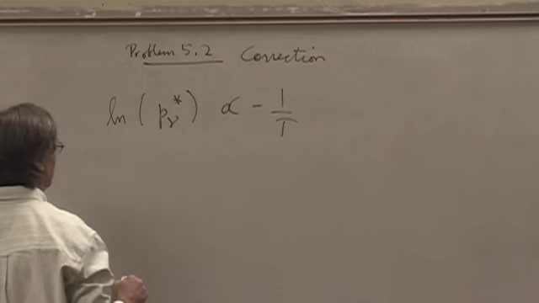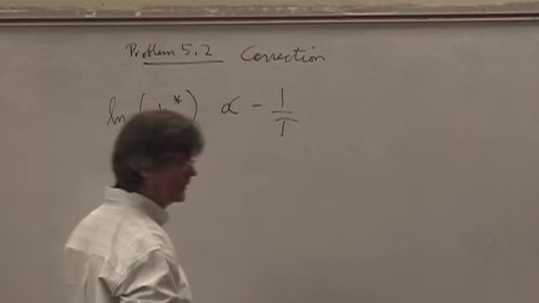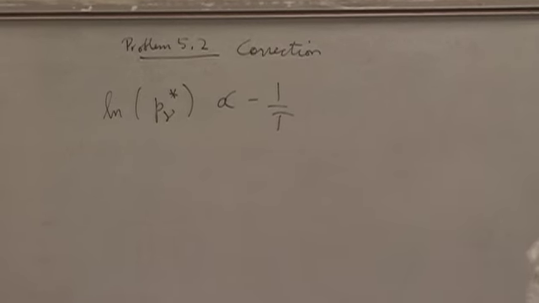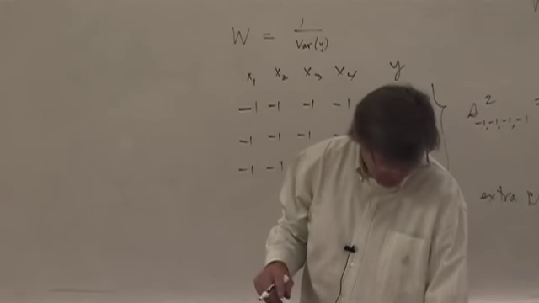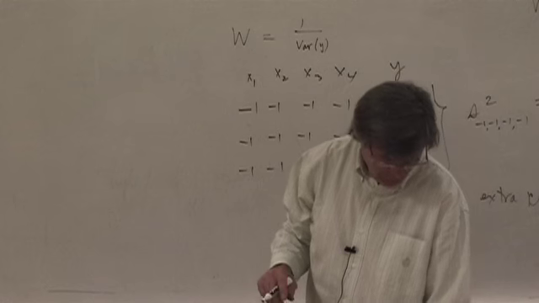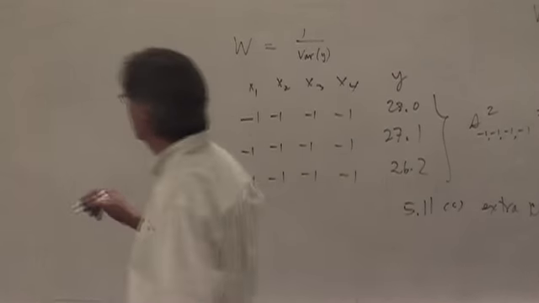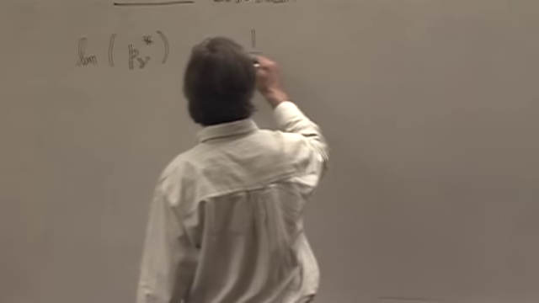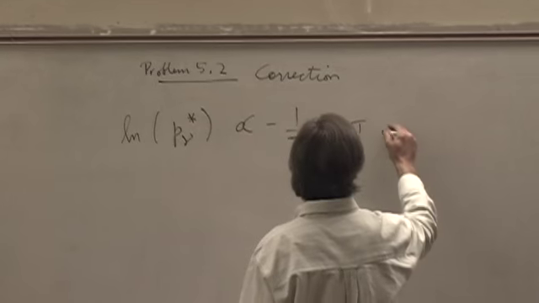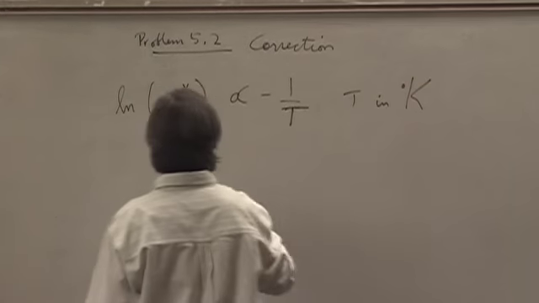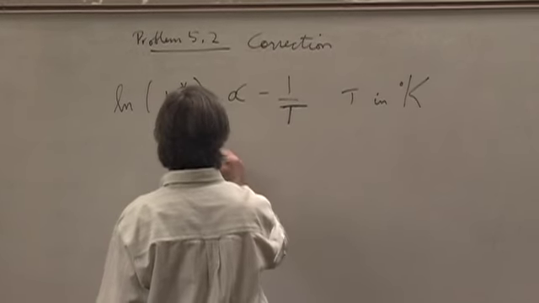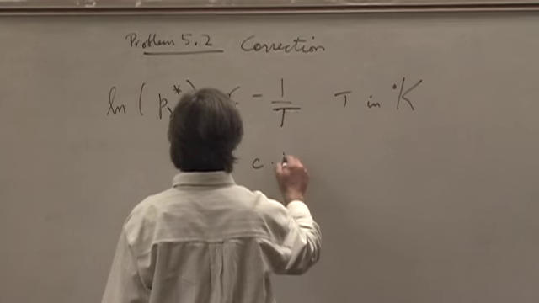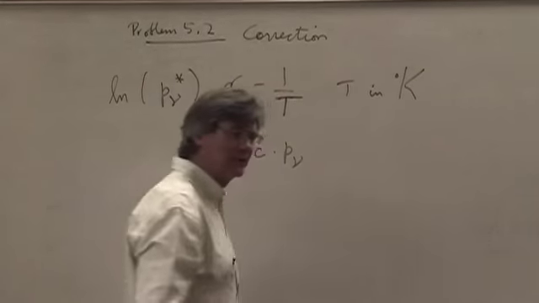Where it should be, maybe the closest Clapeyron formula or equation should be stated this way: the log of some normalized pressure should be proportional to minus 1 over T, where T is in degrees Kelvin. And P nu star is some constant times P nu, for some constant.